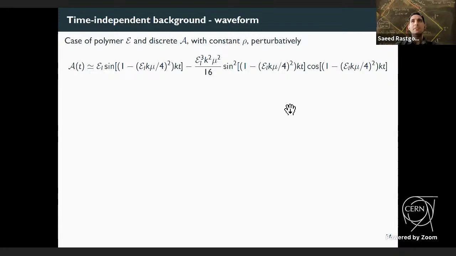Okay, so if we want to perturbatively solve the equations of motion, we get this perturbation for A, which is basically a form of H that you saw before, the gravitational wave amplitude. So you see that the frequency is, first of all, shifted in the first term. Also, it has several higher harmonics, so sine squared times cosine, and so on. But in each of these, you have a shifted frequency, which is proportional to mu squared, which is basically the minimum scale squared.